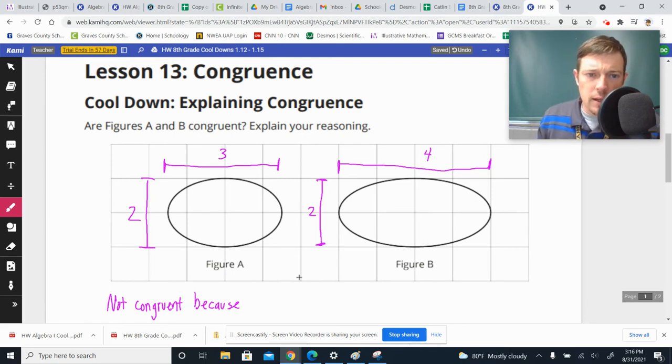You could also say that the length of figure B is not equivalent to the length of figure A. That would be another explanation that would work, because all sides and lengths and measurements and angles have to be the same for two shapes to be congruent. So you can kind of put that into your own words. I'll grade that on Friday and deem whether that's a good enough explanation or not.